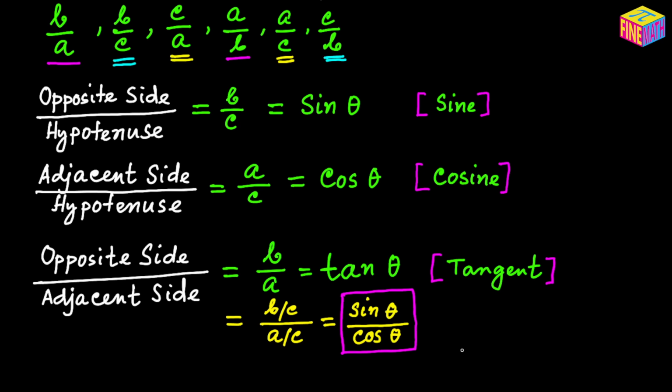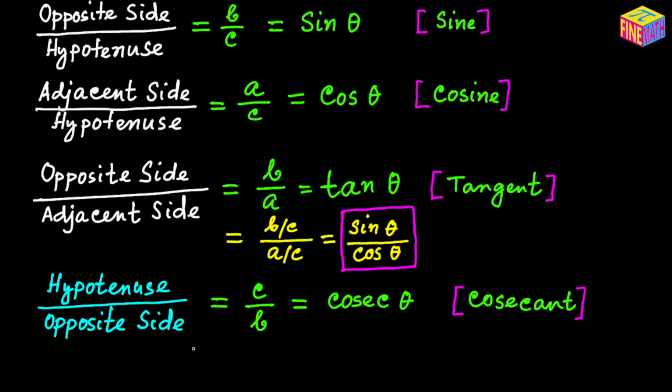Now let's talk about the three other ratios. The three other ratios are nothing but the inverse of these ratios, the reciprocal of these ratios. So let's quickly talk about them. Again, we'll begin with the ratio between opposite side and hypotenuse, but this time it will be hypotenuse divided by opposite side. That will be the inverse of sine theta, right? So this is the first reciprocal ratio, which is hypotenuse divided by opposite side.